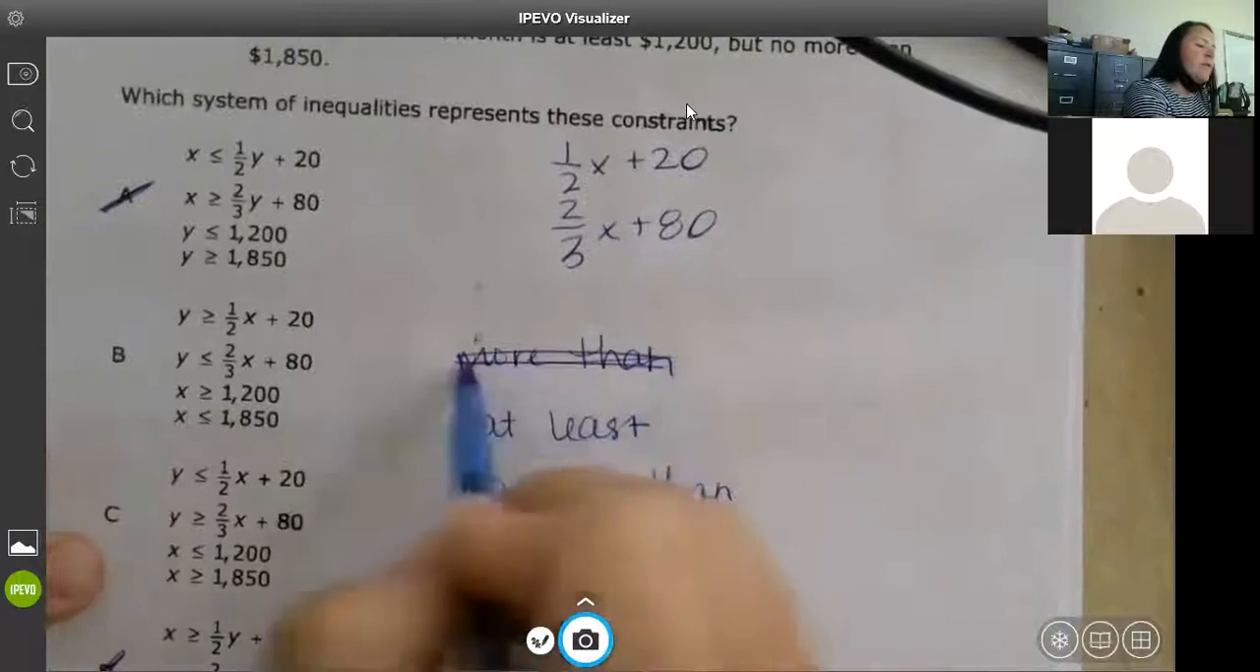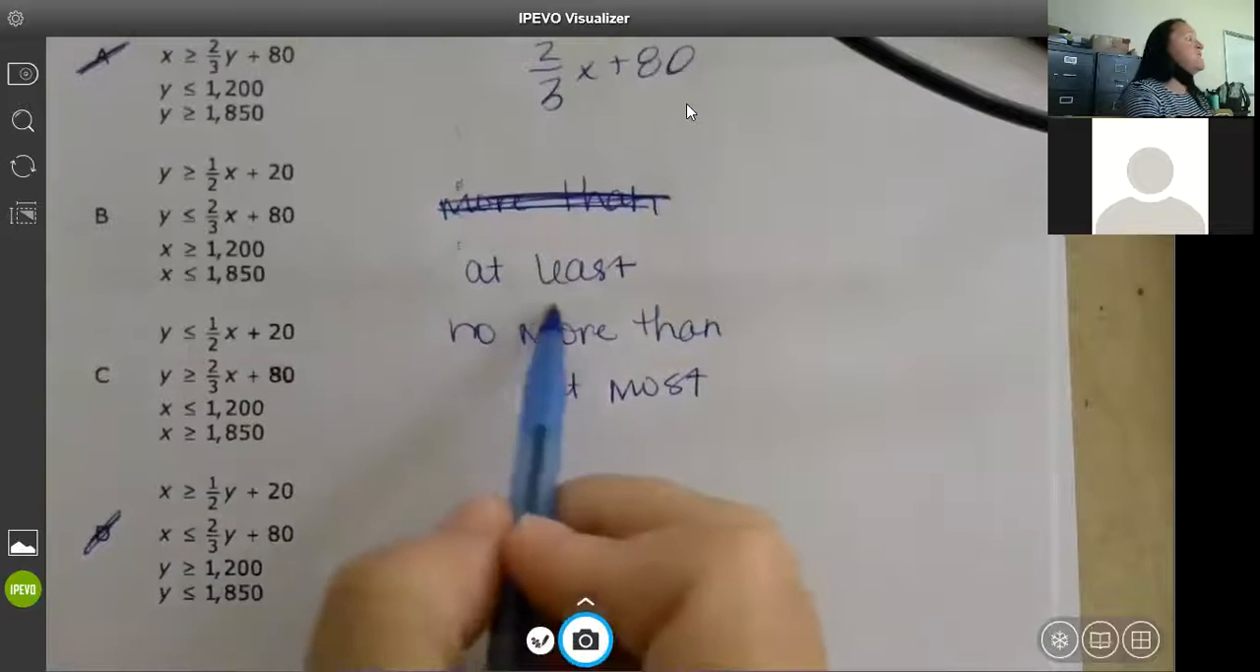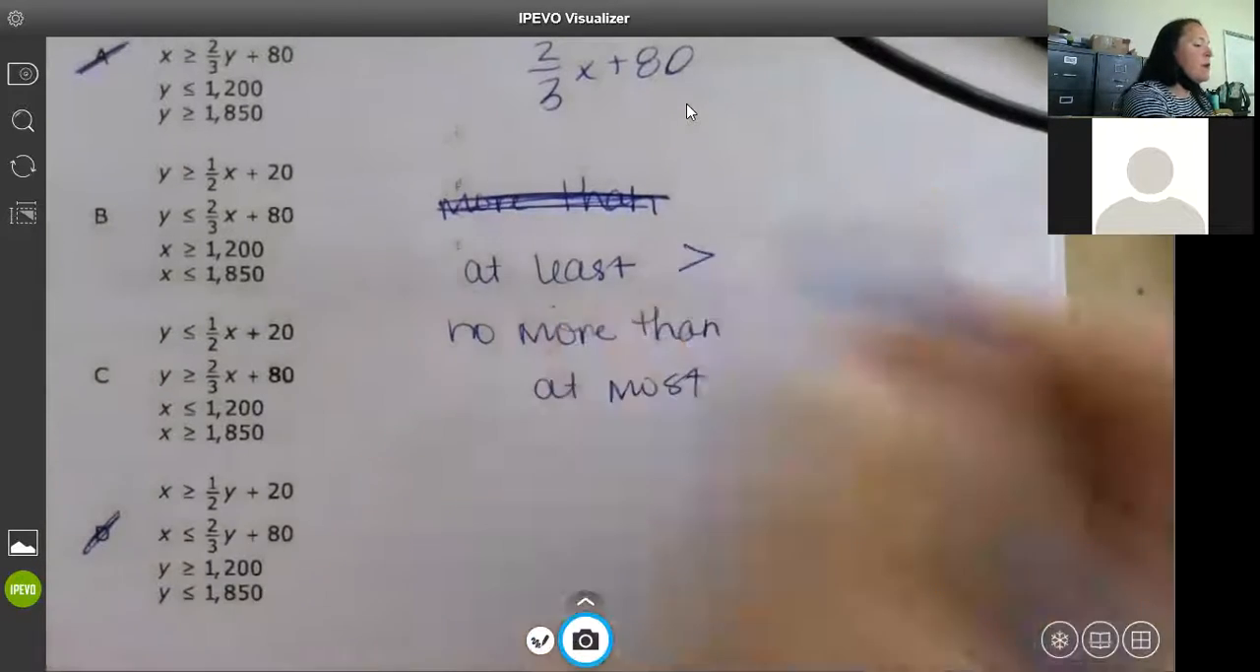Okay, I don't even care about this one. Let's just look at these three. At least, no more than, and at most. What does at least mean? What does it just mean? I don't care about greater than, less than, whatever. What does it mean? So it has to be what? At least means that's as low as it goes. So the number has to be what? Higher. So higher is greater than.